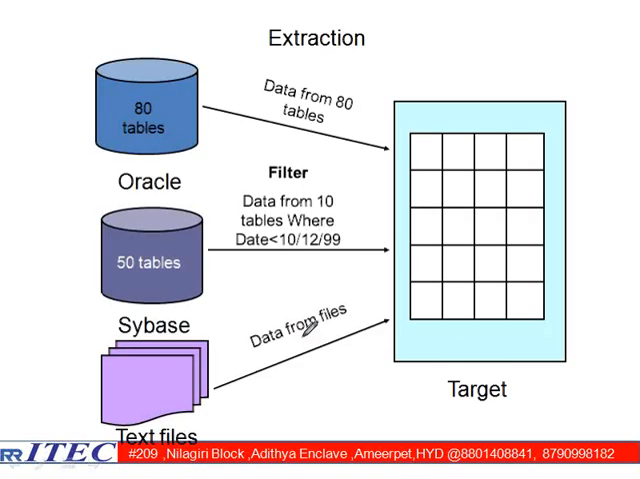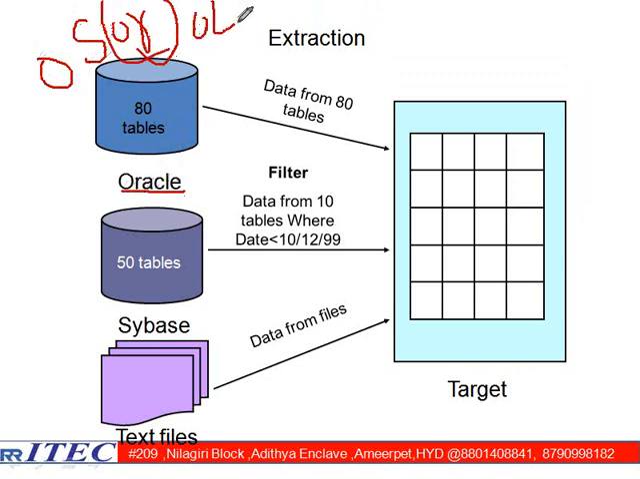See this diagram. Extracting, in some cases, let us say this is our operational system, or we can say this is our OLTP, or we can say this is your transactional database. In some cases you may require all the tables, whatever are available. So I am trying to pull data here from all the 80 tables. This is my target.